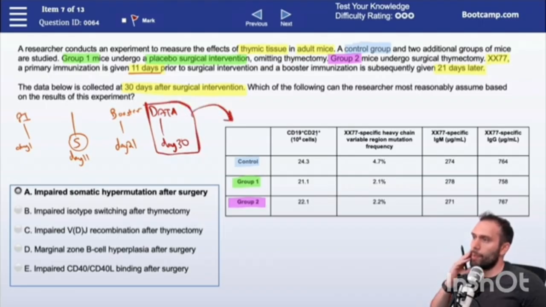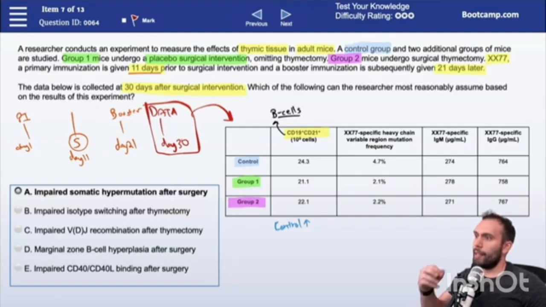CD19, CD21 positive cells. You have to know some of these markers, right? These ones we've talked about in the series so far. These markers are going to be consistent with B cells. CD19, CD20, CD21, usually referring to B cells, and you should know that. I noticed that the control group has slightly more overall B cells. So the control group has a little bit more B cells. Group 2, slightly more than group 1.